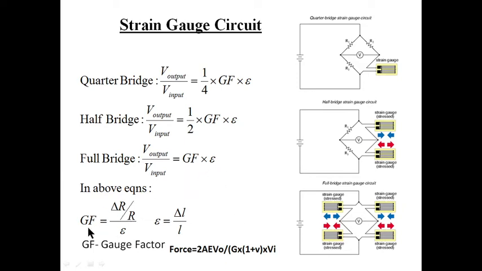In the above equations, gauge factor is equal to delta R upon R, the change in resistance, to the strain. You know how we calculate the strain: it is equal to the change in length to the original length. By knowing this gauge factor, we can calculate the force applied to the strain gauge, which is force equals 2 into area into Young's modulus into V output upon the gauge factor G into 1 plus mu into V I, where V I is the supplied voltage and V O is the output voltage.